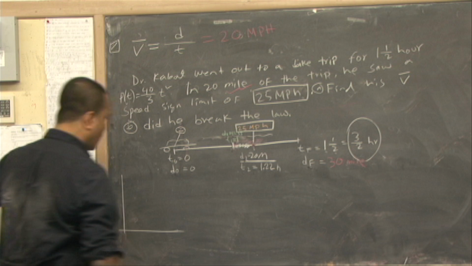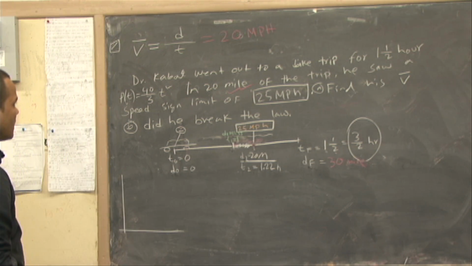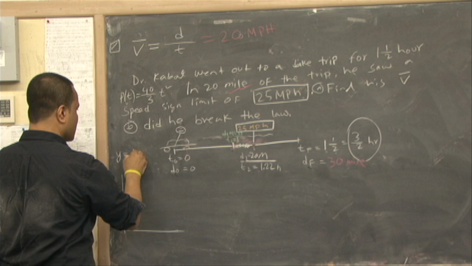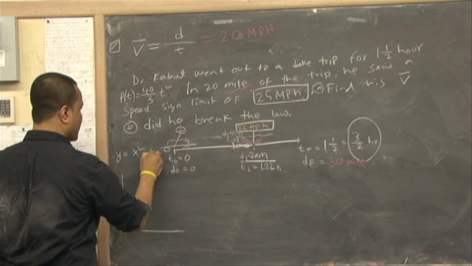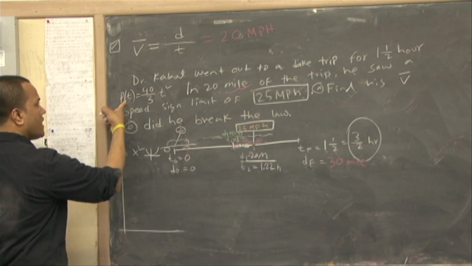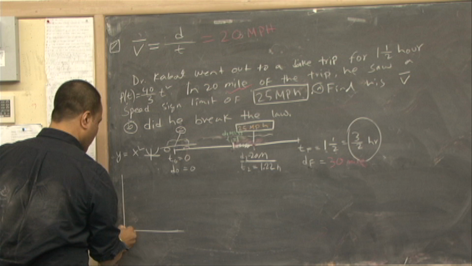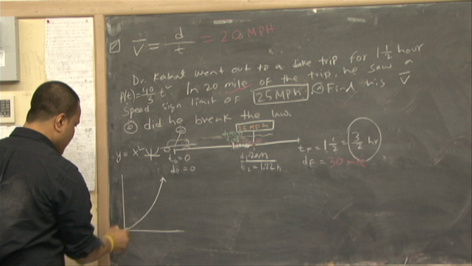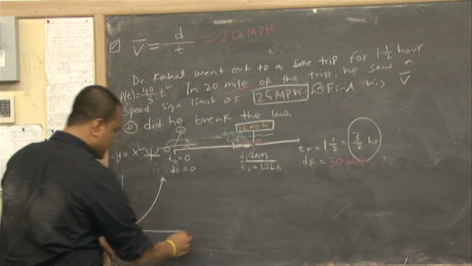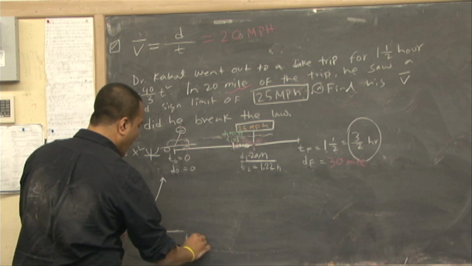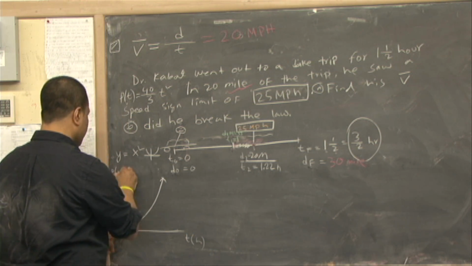He first drew the position function for this problem. We already know that y is x squared, so think of this as y and this as x squared. Then you have something like this, a parabola, right? Here this is your t, which is time, and this is your p. Time is in hours, and p is in miles.